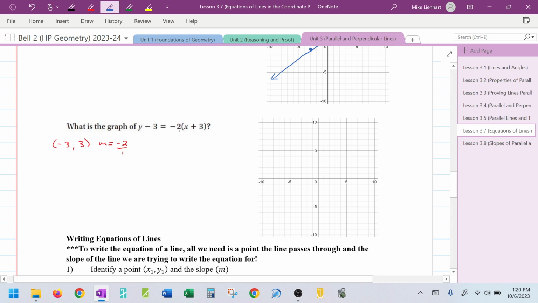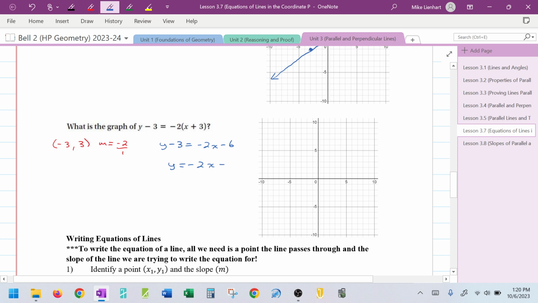How do I do that? I distribute the -2. y minus 3 equals -2x minus 6. I move the 3 over by addition, and I get y equals -2x minus 3.